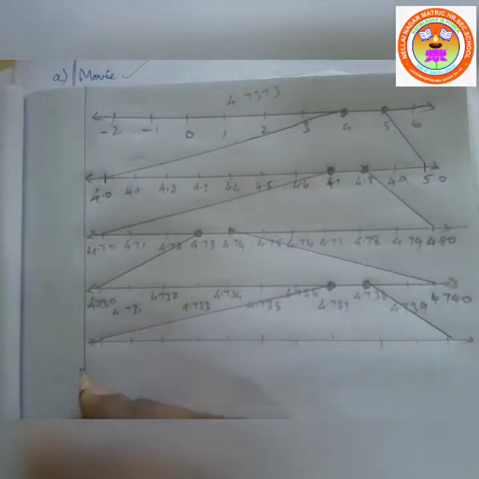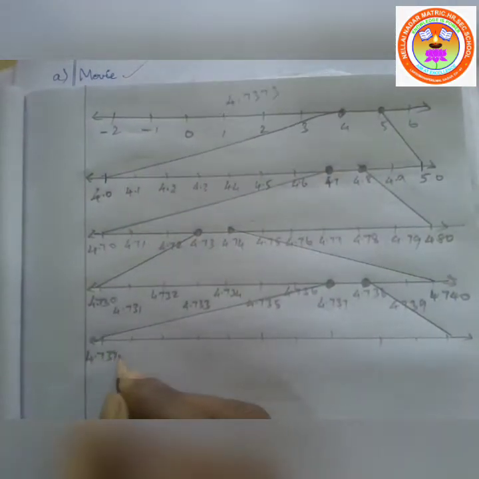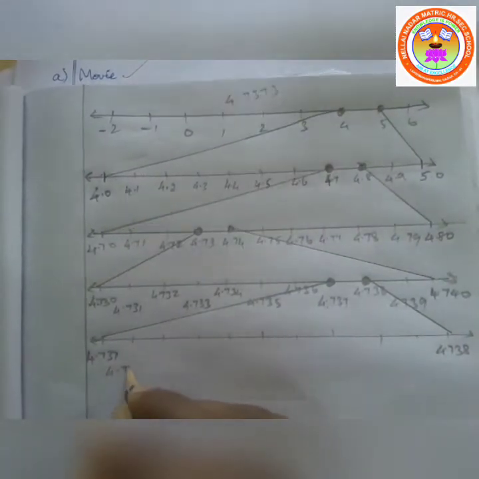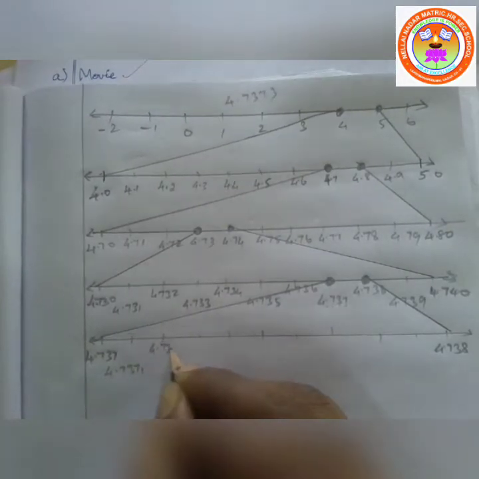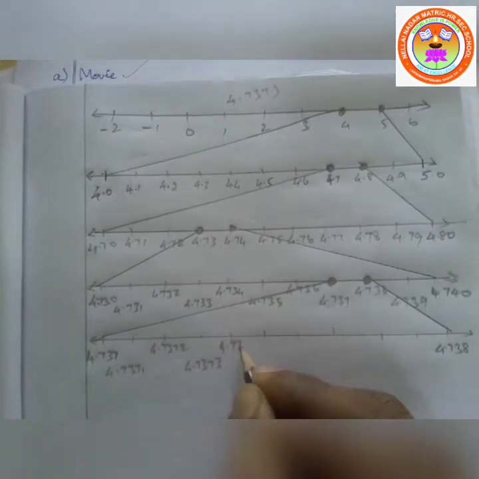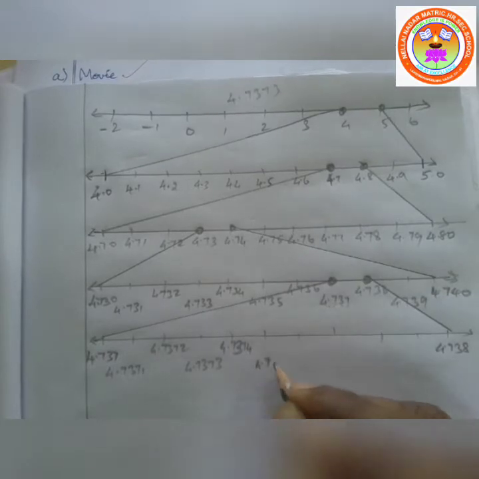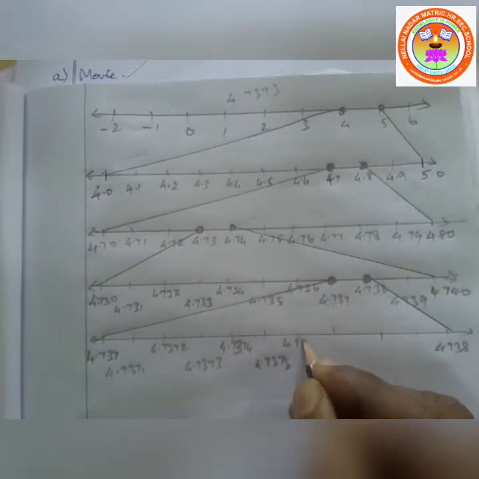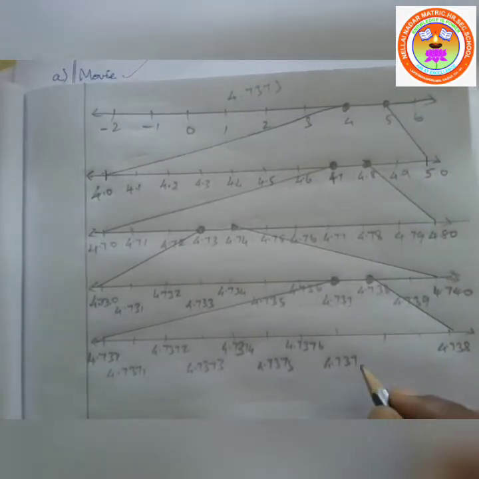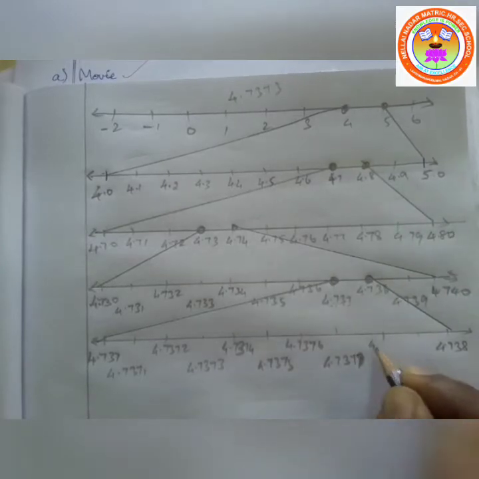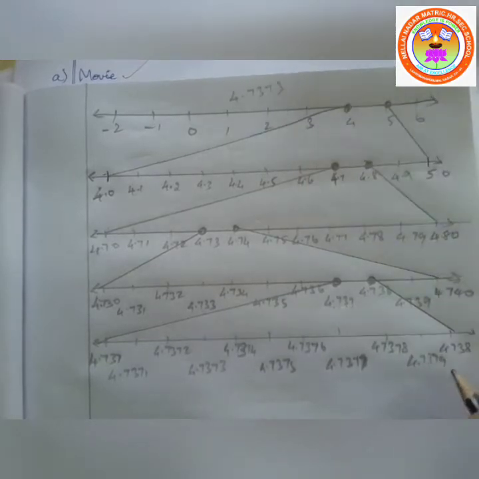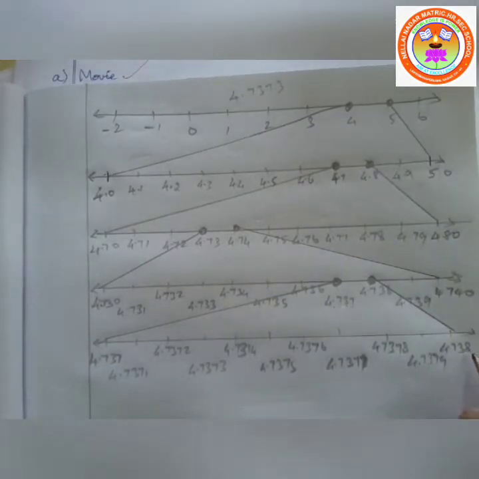Now we will get this 4.737, 4.738. So 4.7371, 4.7372, 4.7373, 4.7374, 4.7375, 4.7376, 4.7377, sorry, 4.7378. The last one is 4.7379. The next number will be 4.7380.